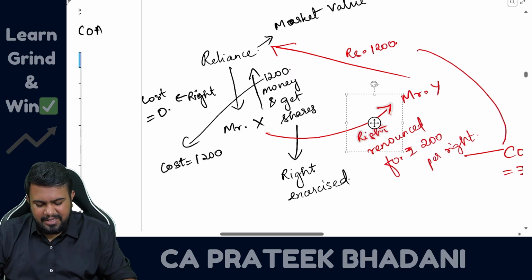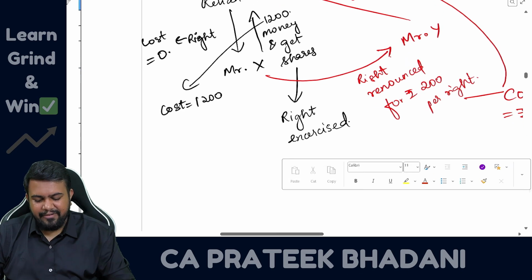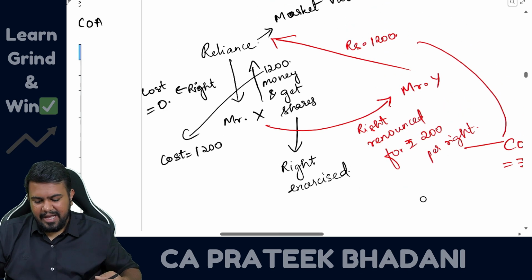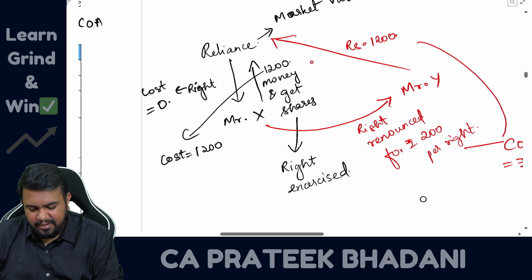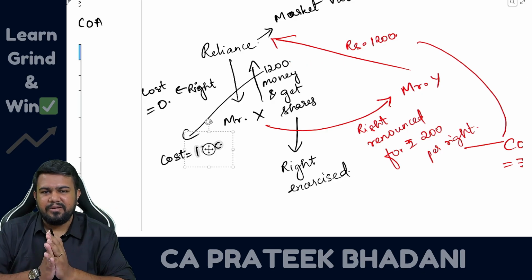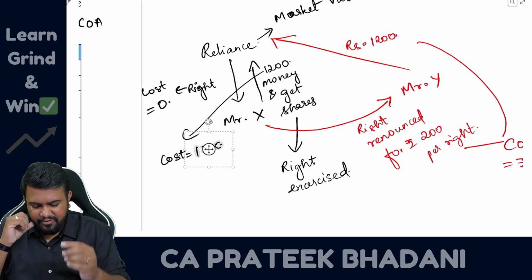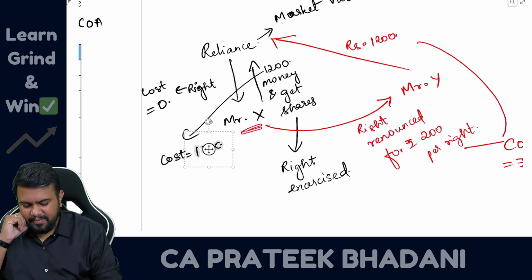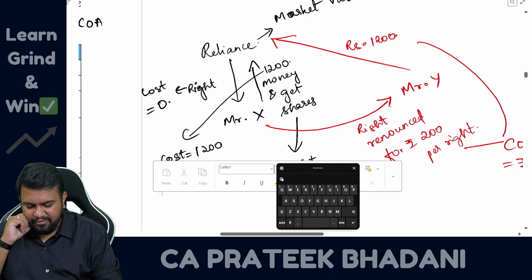So now what will Mr. X do? Mr. X will see, okay, it is a very good offer for me. I will take whatever money I have, give it to Reliance and get the shares at just 1,200 rupees per share. Very, very beneficial. But sir, what if Mr. X does not have the money?